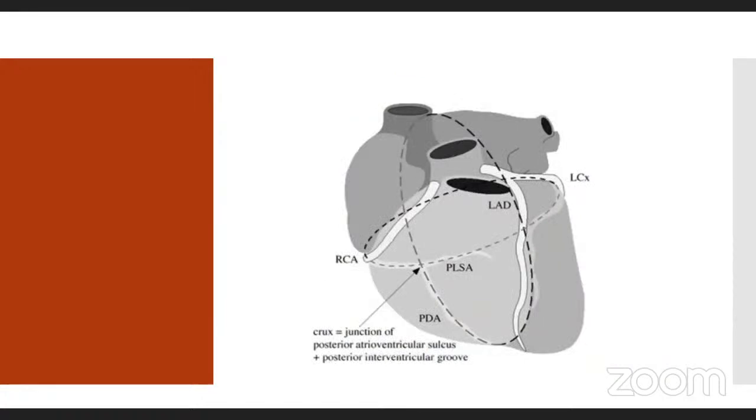So an easy way to memorize the course of the coronary arteries: the major coronary arteries form a circle and a loop around the heart. The circle is formed by the right coronary and left circumflex artery as they course along the right and left atrioventricular groove. The loop is formed by the LAD and the PDA as they encircle the anterior and posterior interventricular septum.